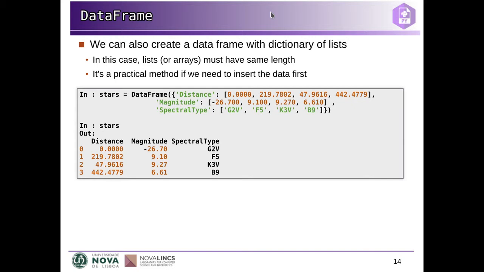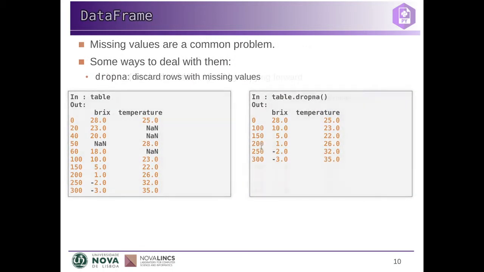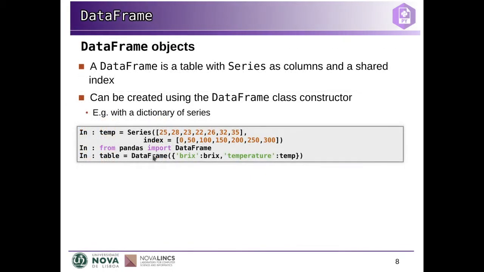We can also create a data frame with a dictionary of lists. So in this case here, we created a data frame with a dictionary of series, the Brix series and the temp series. In this case, we don't need to have exactly the same number of elements on all the series because we have the index, and Pandas can use the index to match the different values.